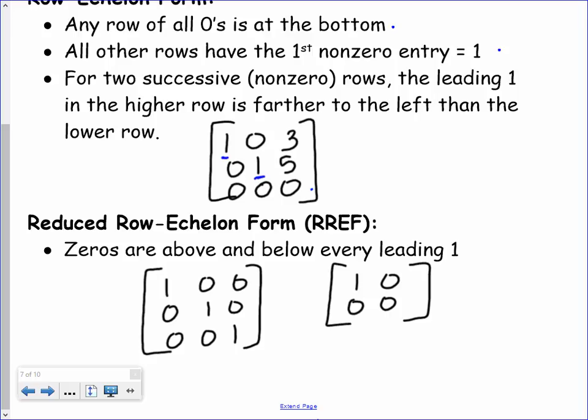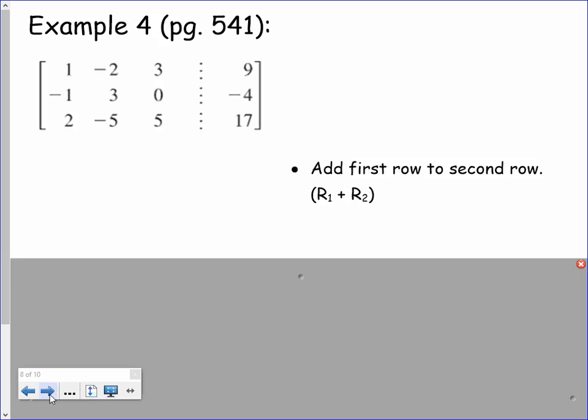So we're going to do an example of row operations. We're going to get an augmented matrix, and then we're going to perform some specified row operations. This is example 4 on page 541. When I read the matrix, I'm going to read down the columns, because when I write a matrix, I always write my columns so they're organized. So I'm going to read down the columns if you want to copy it down. 1, negative 1, 2. Negative 2, 3, negative 5. 3, 0, 5. And then you've got your colon. And the final column is 9, negative 4, 17.